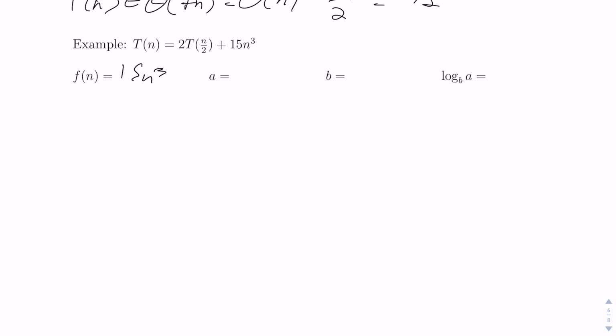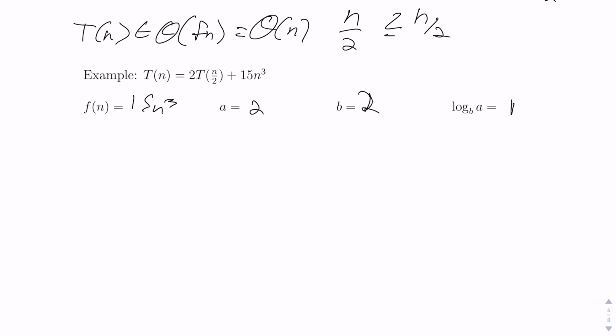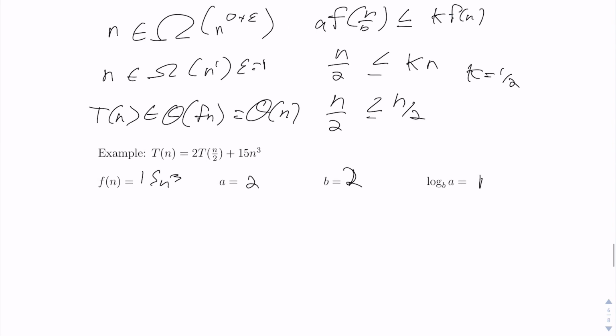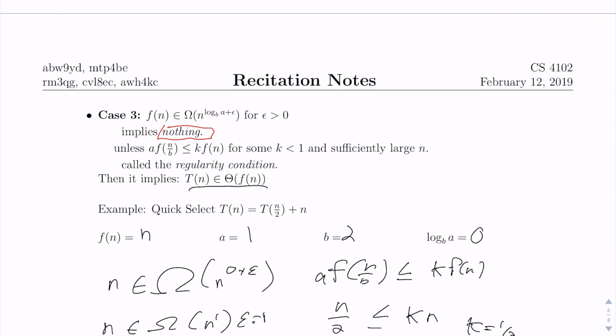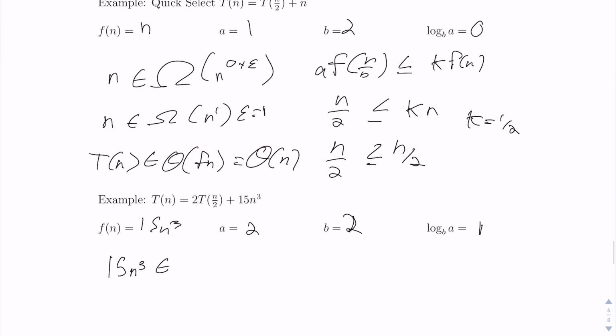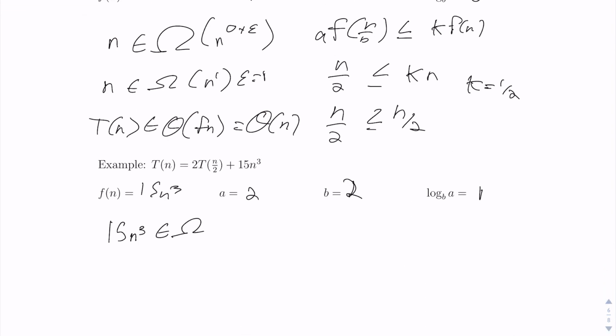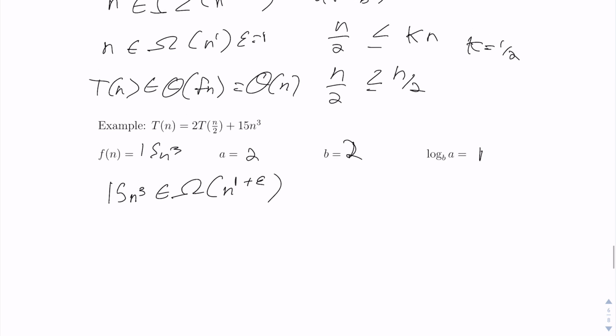15n cubed. Our a is 2. Our b is 2. Log base b of a is again 1. Let me write that a little neater. 15n cubed. We want to check that that is, go back up. What's the condition? Omega of n to the log base b of a plus some epsilon, omega of n to the 1 plus epsilon. All right. So what epsilon value can I pick here?